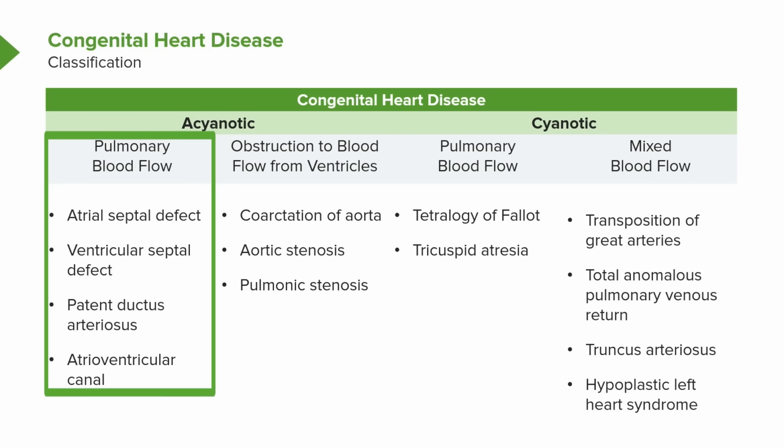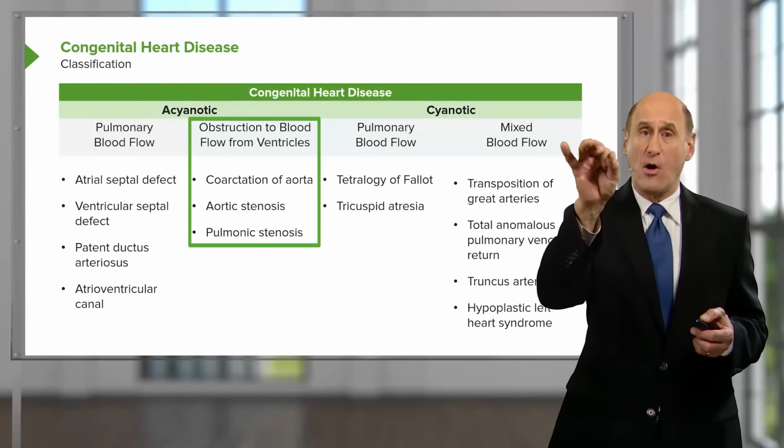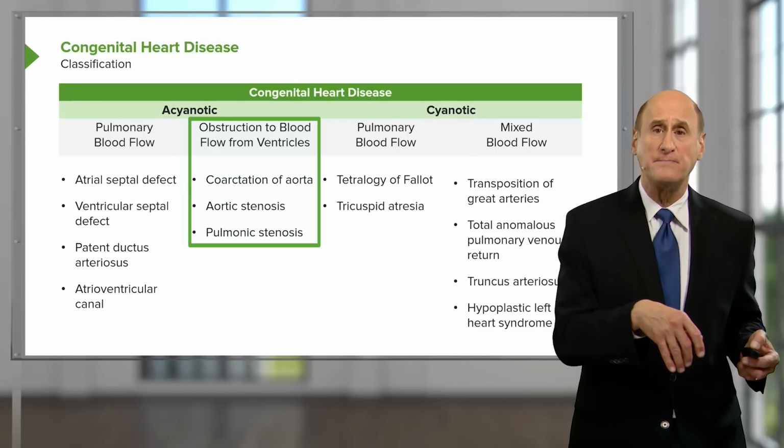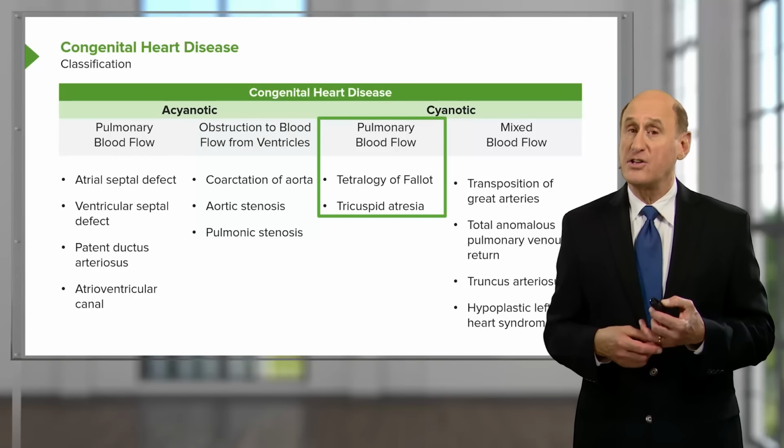And then you can have a special form in which there's a ventricular septal defect and an atrial septal defect known as the AV canal. And then you see the obstructive lesions, coarctation of the aorta, that's a marked narrowing in the aorta, aortic stenosis and pulmonic stenosis. And when we look at the cyanotic lesions, there's something called tetralogy of Fallot.